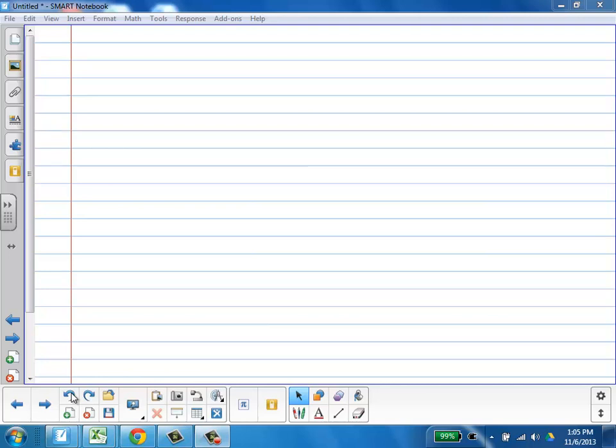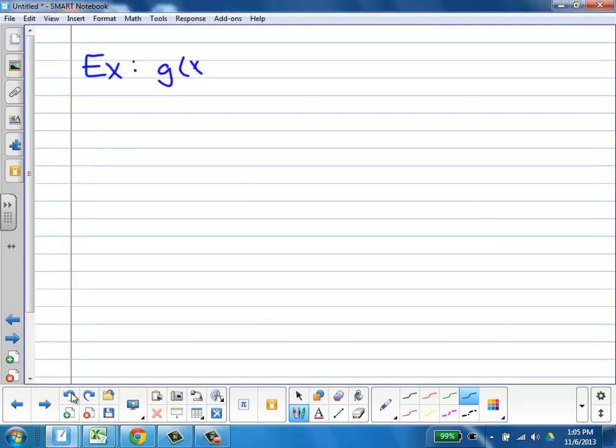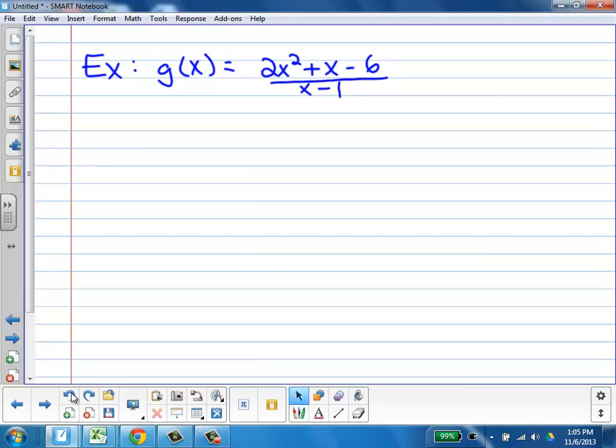All right, there's one last idea we want to talk about in section 4.2. Let's use the following example. Again, take notes with me. Let's have g of x equal 2x squared plus x minus 6 over x minus 1. And go ahead and factor. Hit pause and factor. You should have gotten the numerator to be 2x plus 3.